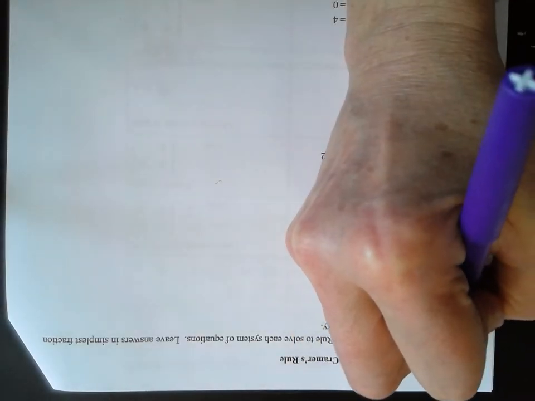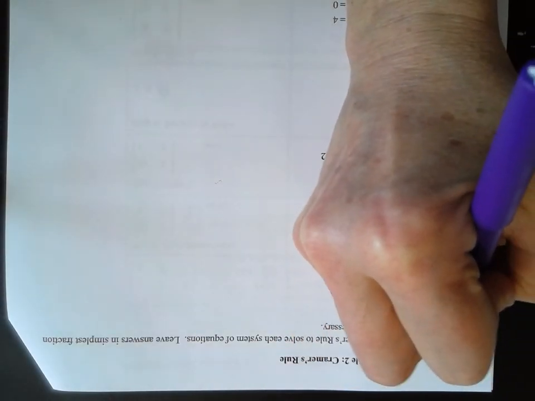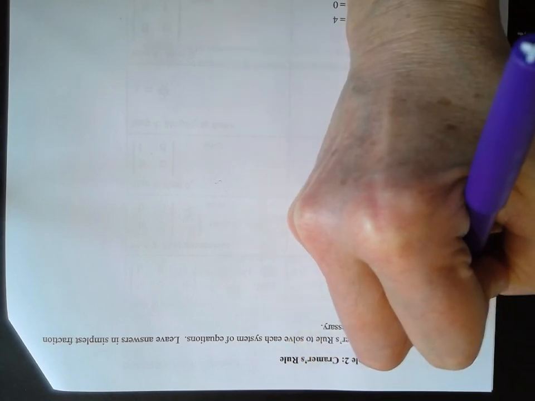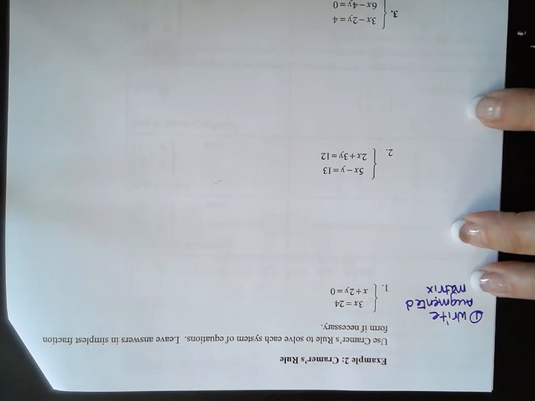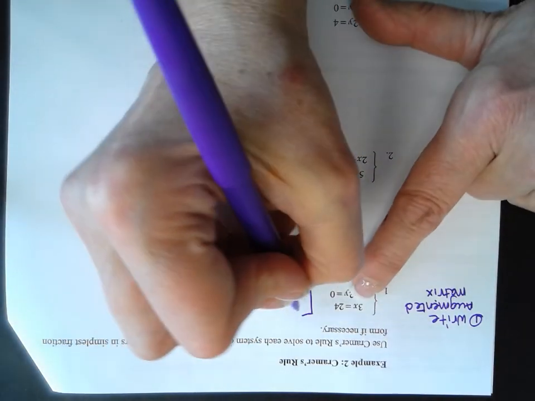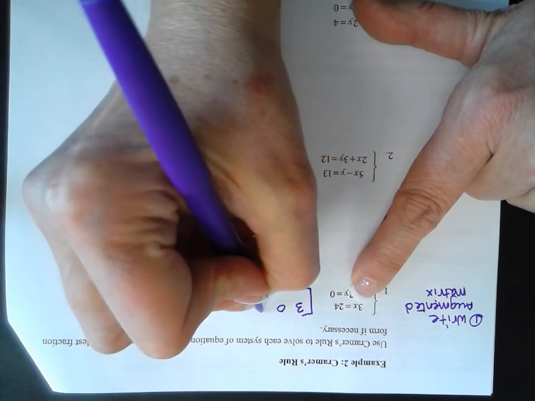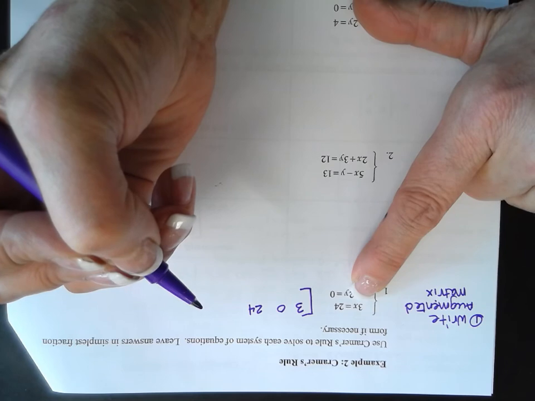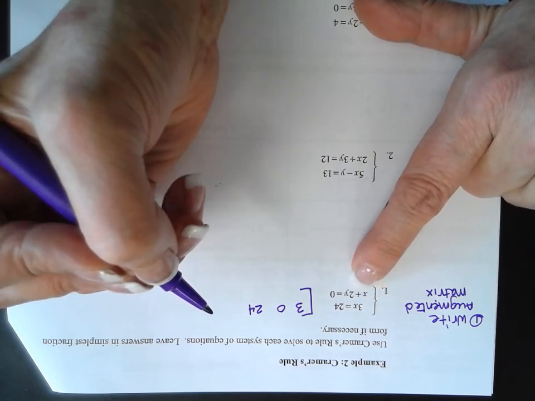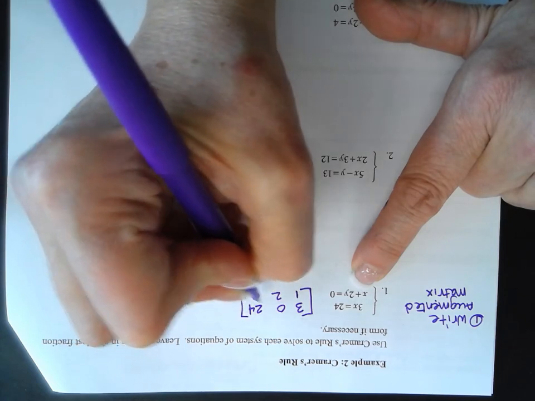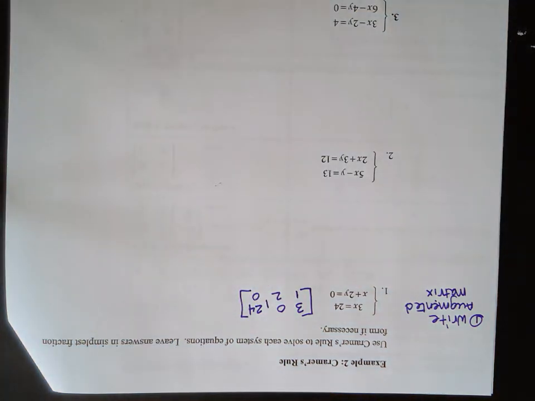My first step is to write the augmented matrix. So my augmented matrix is going to be 3, 0, and 24. Where did I get the 0 from? I don't have any, so that's 0. And then 1, 2, and 0. Do we all agree with that?